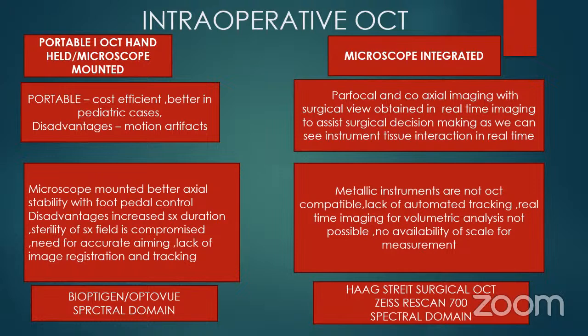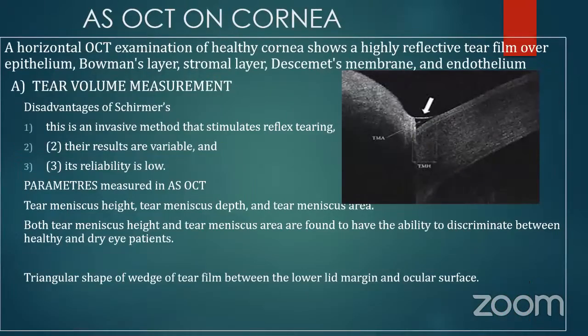The examples are Hack Street Surgical OCT and Zeiss Riscan 700. Now, a practical application of ASOCT in our OPD will be in cases of cornea. So the first thing, the most common patients which come to our OPD is meibomian gland diseases. So this is how ASOCT helps in that.